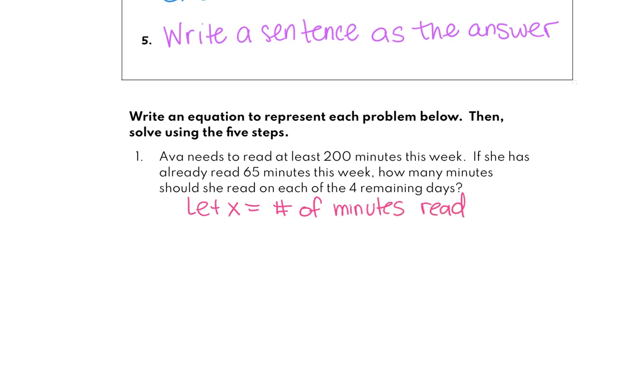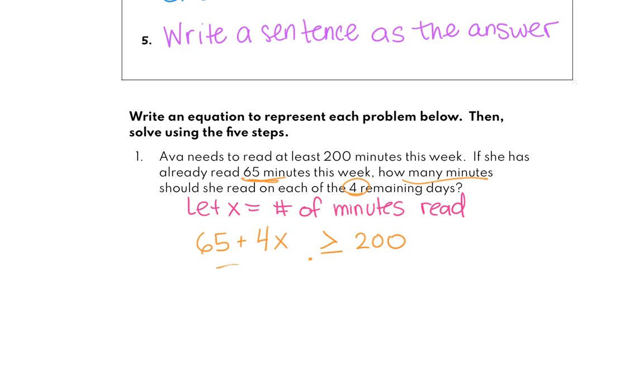she should read. Now we're going to use the relationship to write out our equation or inequality. At least 200 minutes, so we know this, whatever she reads right here is going to have to be greater than or equal to 200 minutes. She's already read for 65 minutes, so we know there's 65 already there. And she's going to need to read a certain number of minutes for the remaining 4 days. So 4 days times x number of minutes, and now we have our inequality.